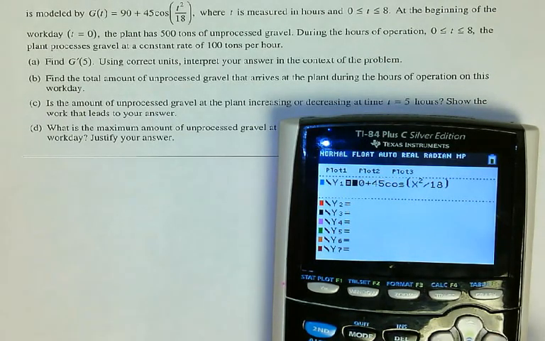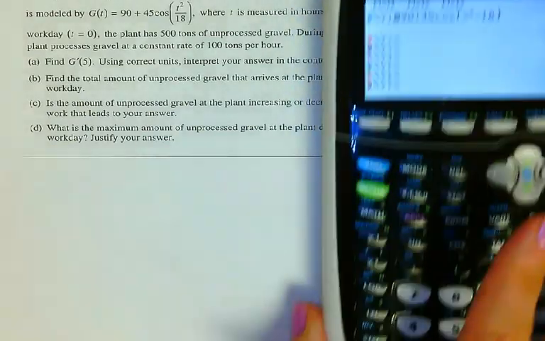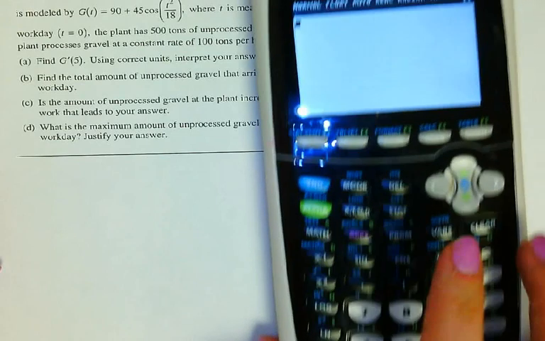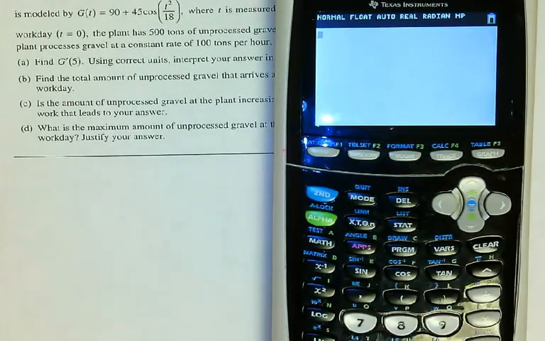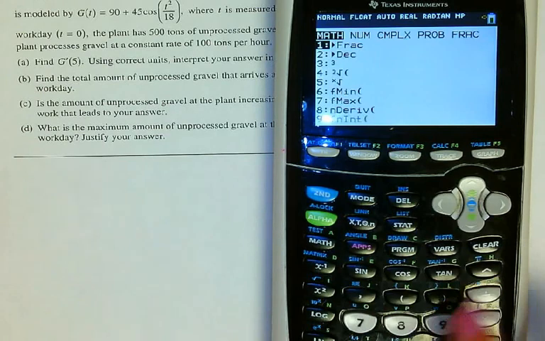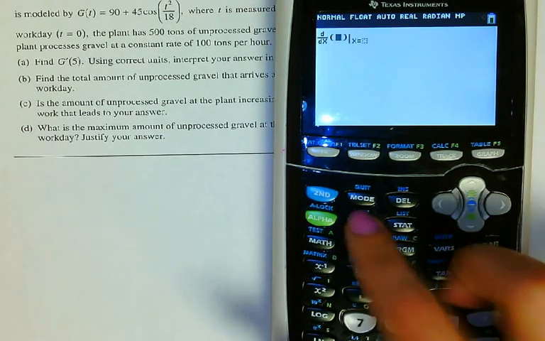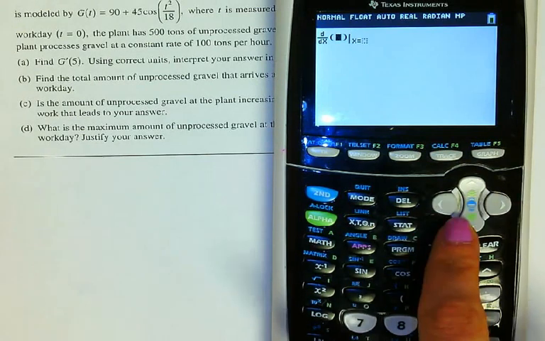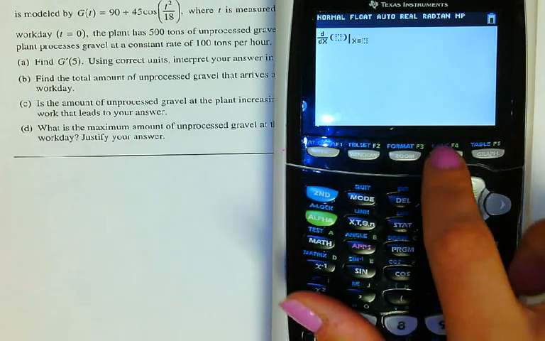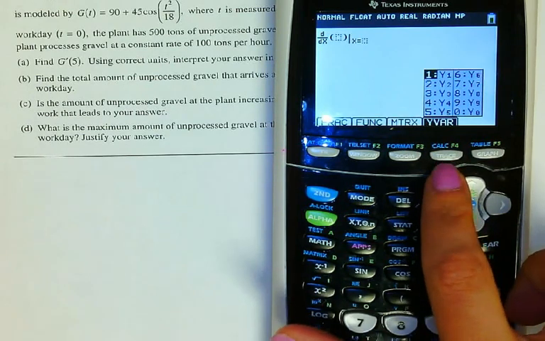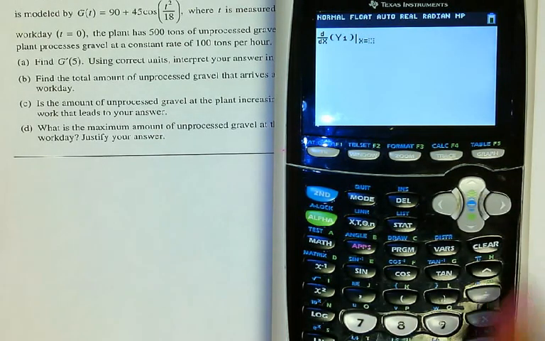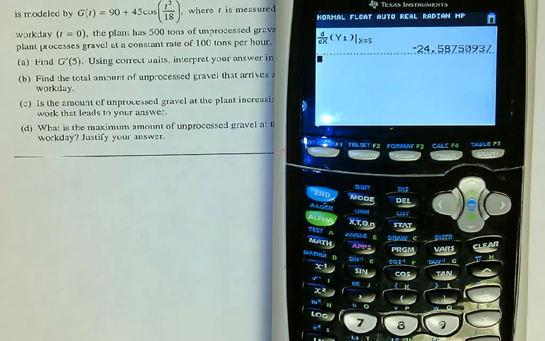And then it says, find G prime of 5 using correct units. Well, since that is already in my y equals, and it's asking me to find the derivative, the easiest way to do this, and I'll show you a new calculator trick here, is a Math 8 problem, the derivative with respect to x. And here's a shortcut. We used to hit vars and y vars, that's fine, but alpha and then the trace key will actually bring up this screen, and we want it to take the derivative of what's in your y1, and evaluate that at 5. Then you just hit enter, and voila, you have your derivative.